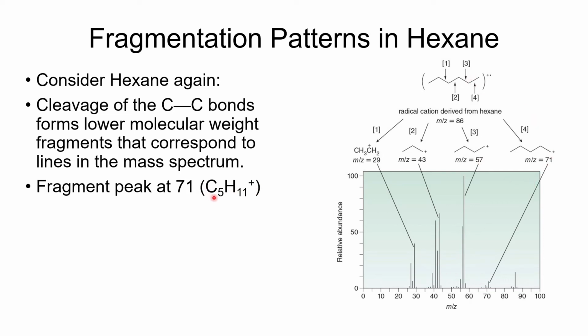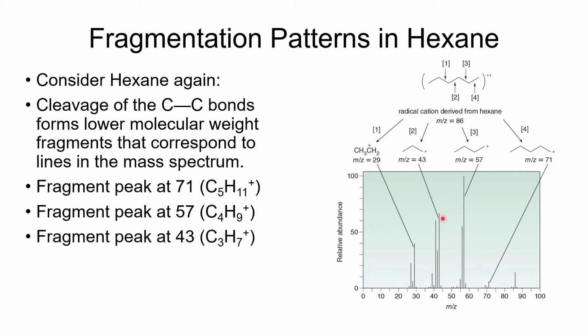If we lose a CH2 from that, we'll lose 12 plus 2, that'll lose 14, and that will get us to 57, which is our base peak. All right, and if we lose another CH2, we'll lose another 14, that will get us to 43. And then if we lose yet again another CH2, that'll get us to 29. And so that explains all of those peaks. The smaller peaks are where we've lost hydrogens in addition to losing a carbon. So that explains why we observe what we observe. So it's a pretty cool thing.